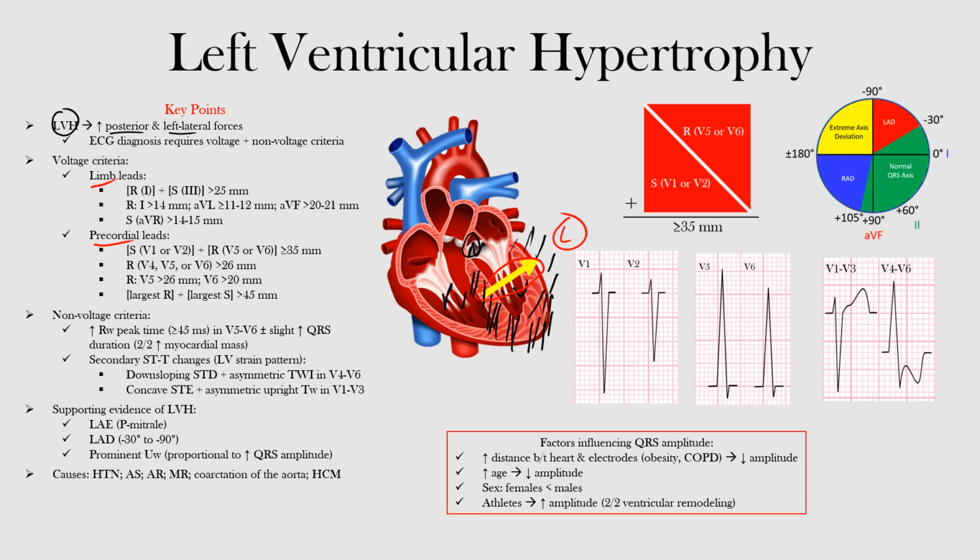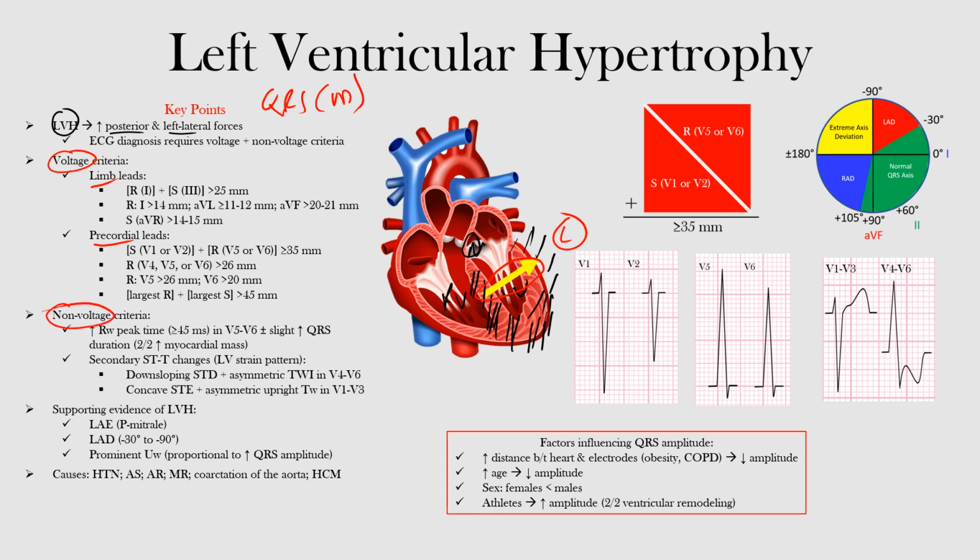Now remember, we're looking at the QRS complex. Why is that? It represents ventricular depolarization. So all our changes here will be in our QRS complex. Remember, with atrial abnormalities, we look at the P wave, which represents atrial depolarization. Okay, so now we have our voltage criteria, and then we'll look at the non-voltage.